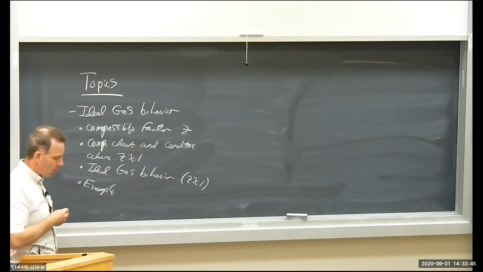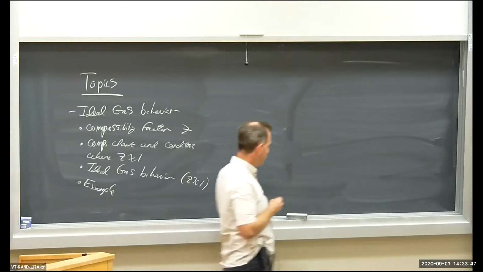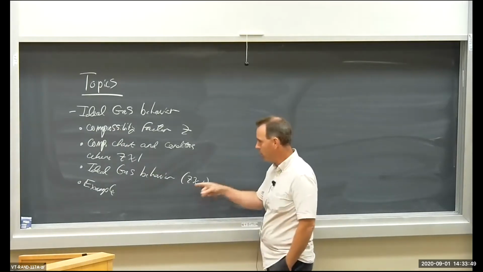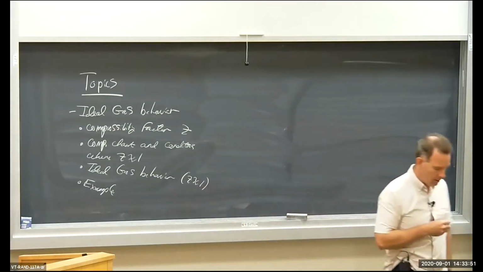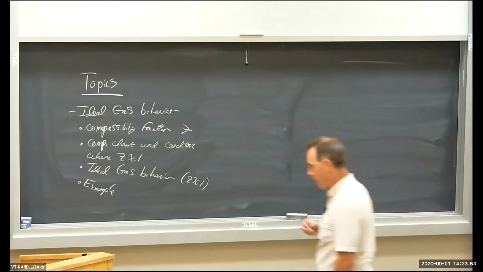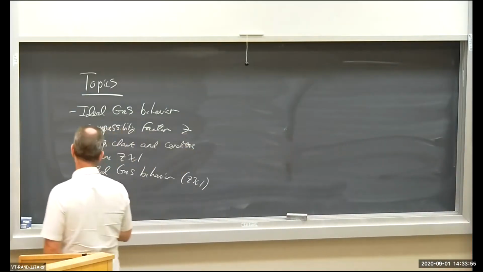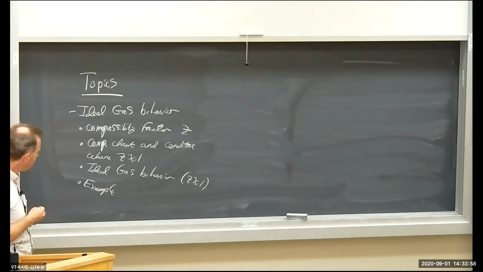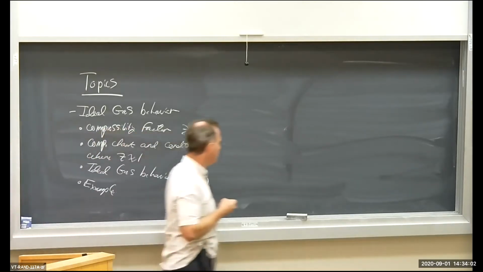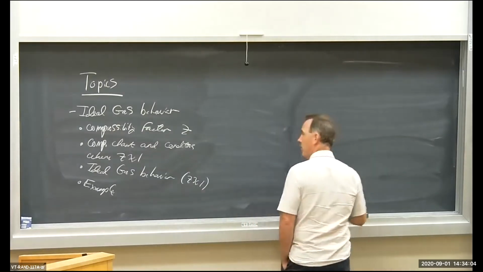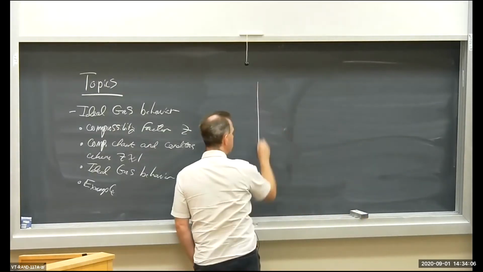And then we're going to deal with cases where the compressibility factor is approximately equal to 1. In that case, there's a very simple relationship relating pressure, temperature, and volume for a gas. And then we'll do an example today. So why don't we get started here by reviewing what we did for the last couple of days very quickly.